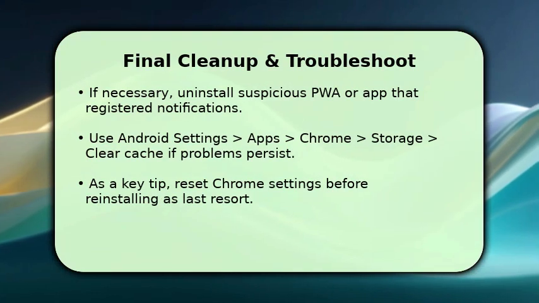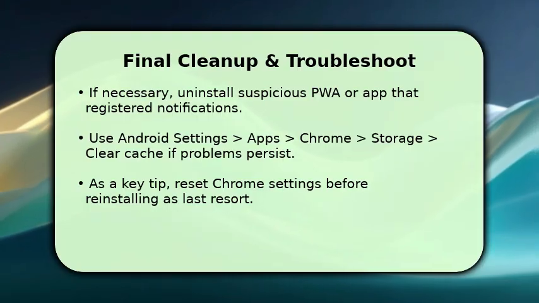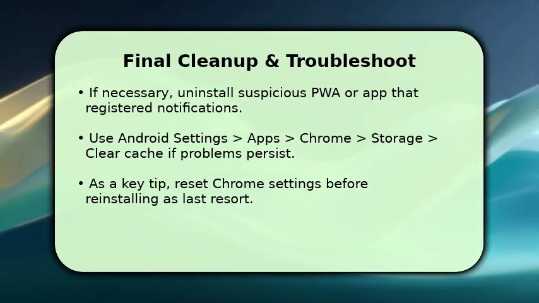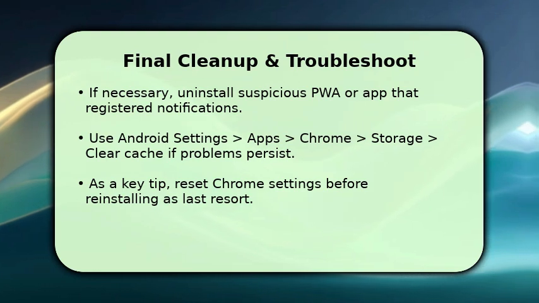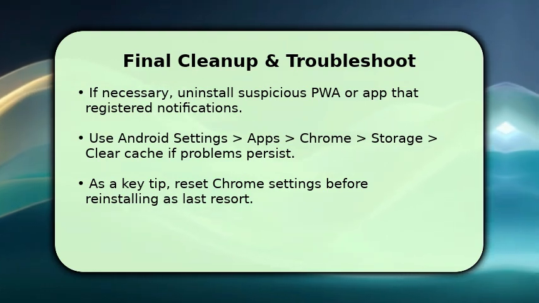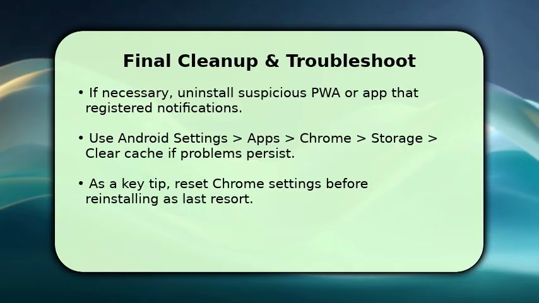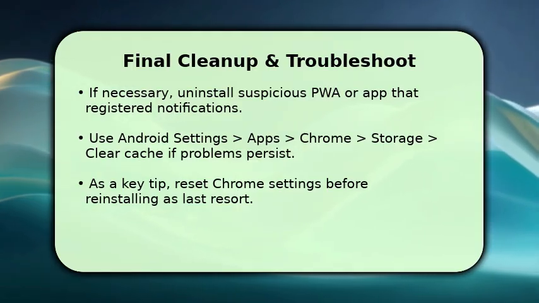To finish, check for any installed progressive web apps or third-party apps that might register as senders and uninstall them. That often stops persistent ads. If notifications persist, open Android Settings, Apps, Chrome, Storage and clear cache.